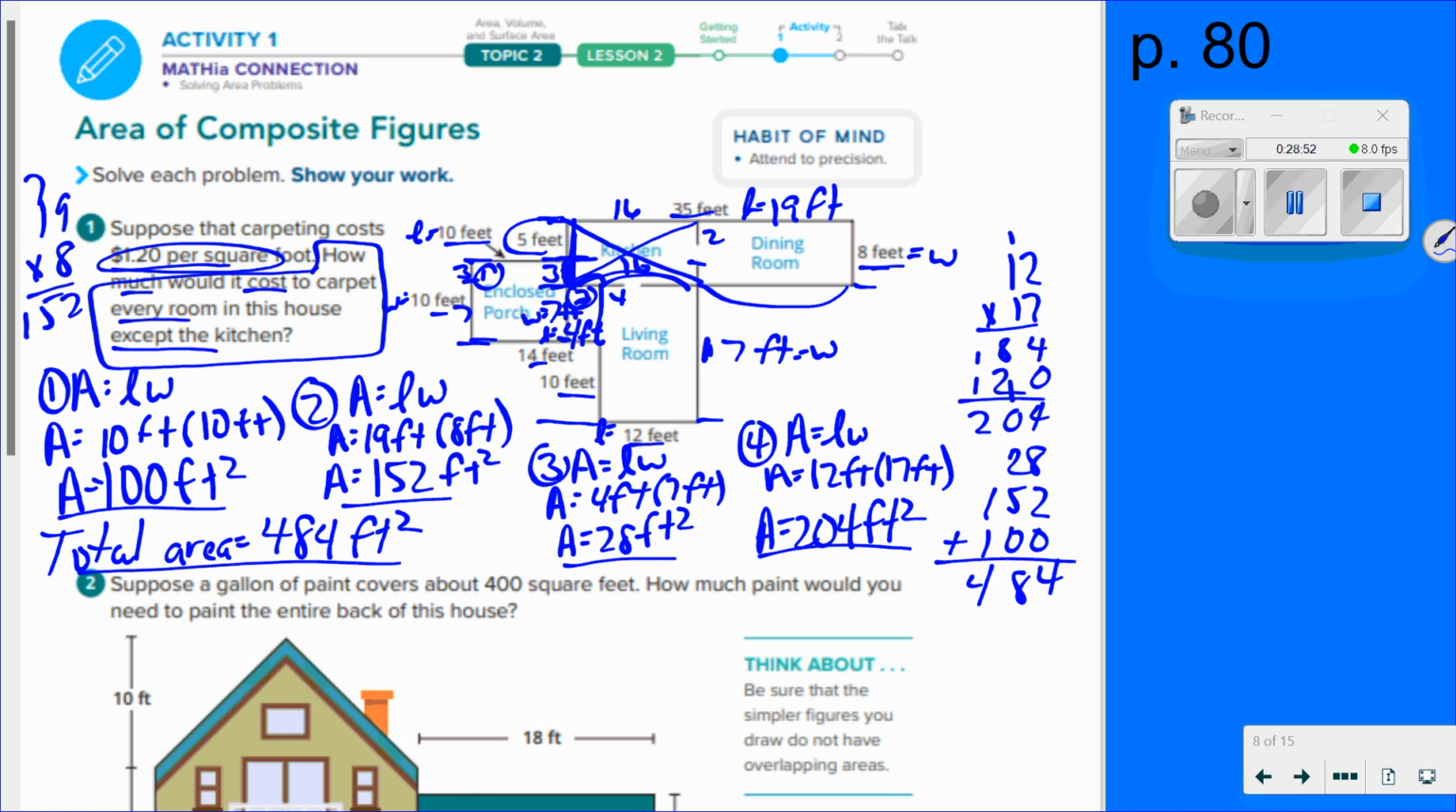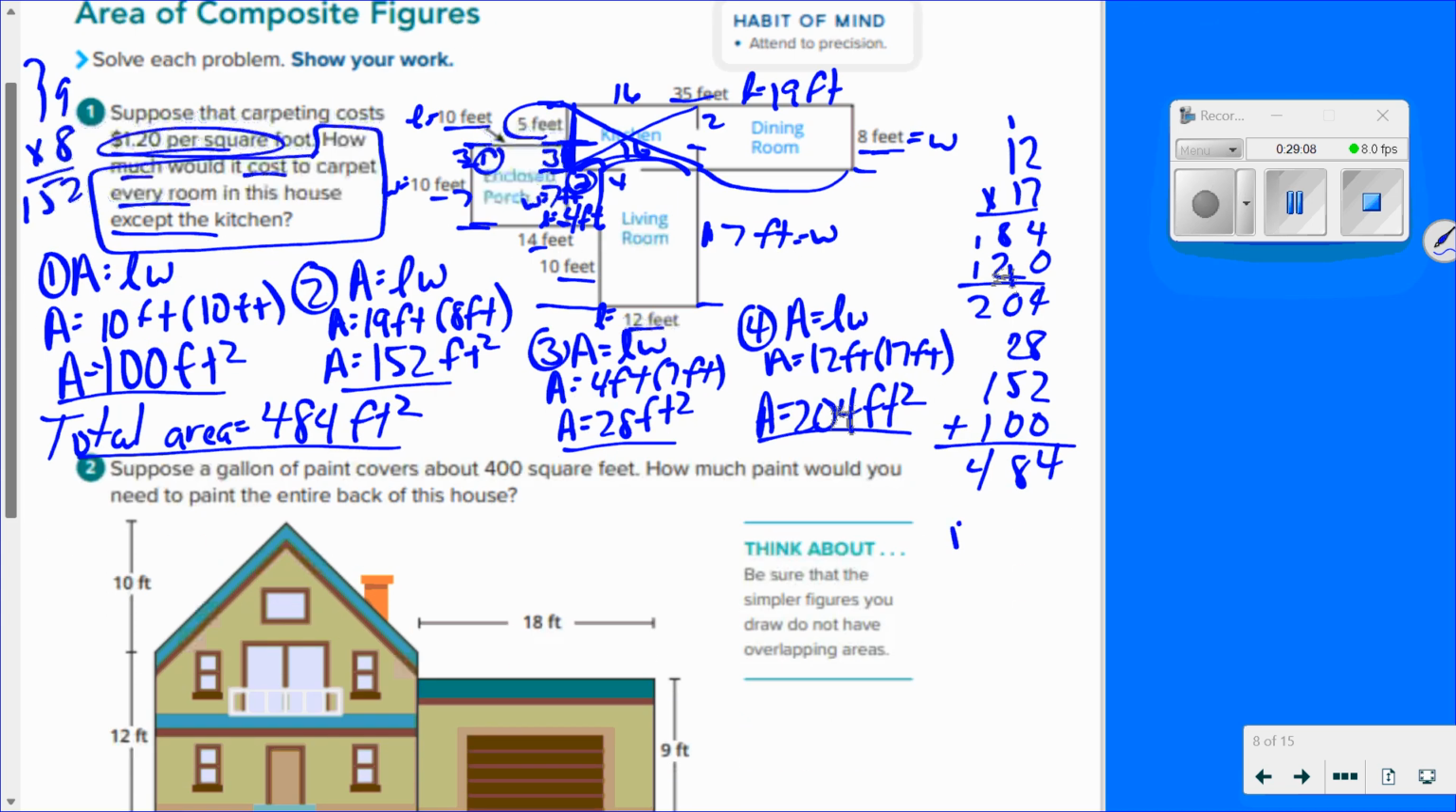Guys, again, you gotta pay attention. What did the directions ask for? How much it would cost. Have I found out yet how much it would cost? No. So I have to take the 484, I'm going to multiply it by $1.20. So I'm now going to take this times 120. So I have 2 decimal places. So now I'm just multiplying 484 times 120.